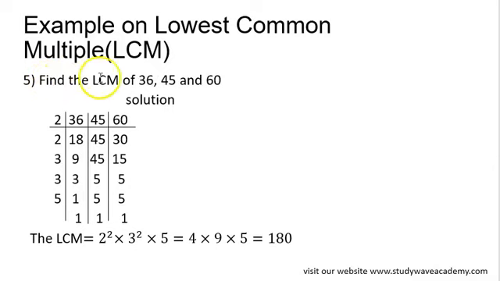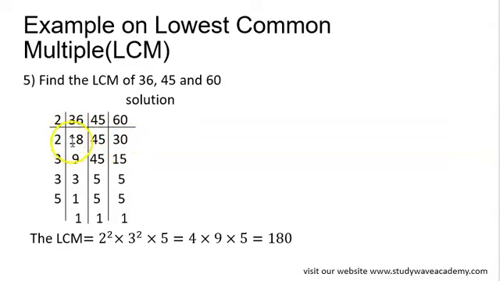Here we have: find the lowest common multiple of 36, 45, and 60. What do we do first? Write out our numbers 36, 45, and 60 and look for numbers that can divide them. If 2 divides 36, it will give us 18. 2 cannot divide 45, so we just write out 45. If 2 divides 60, it will give us 30.